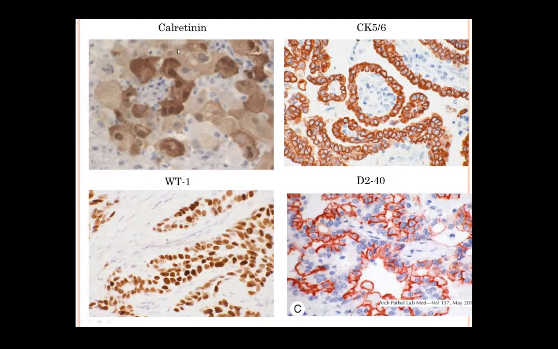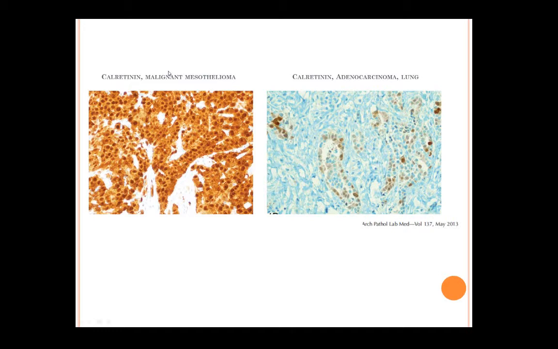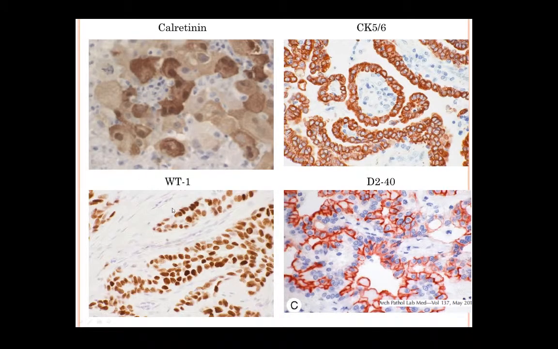Calretinin stain is one of the most useful stains for diagnosis of mesothelioma. Attention to the pattern of staining is important in all of these stains. For calretinin, the pattern of staining is both nuclear and cytoplasmic, and it should be diffuse and strong. This is the pattern that we expect for calretinin in malignant mesotheliomas. And attention to this pattern is important because sometimes adenocarcinomas of the lung can be calretinin positive with weak and focal staining. However, this pattern is what we expect for malignant mesothelioma.